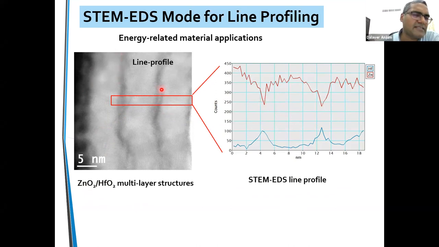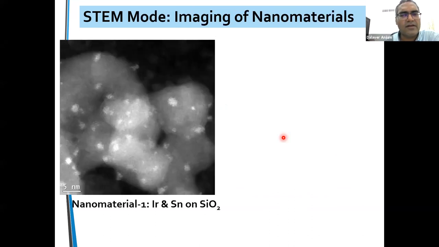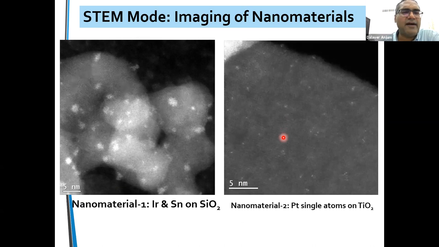So, which one is the hafnium layer and which one is the zinc oxide layer? We see that the zinc oxide layer is the small one, about 2 nanometers. STEM is a very powerful technique because in many ways it's more sensitive to the atomic number of the atoms in the sample. So we can easily identify the clusters of different metals loaded onto catalyst supports, for example.